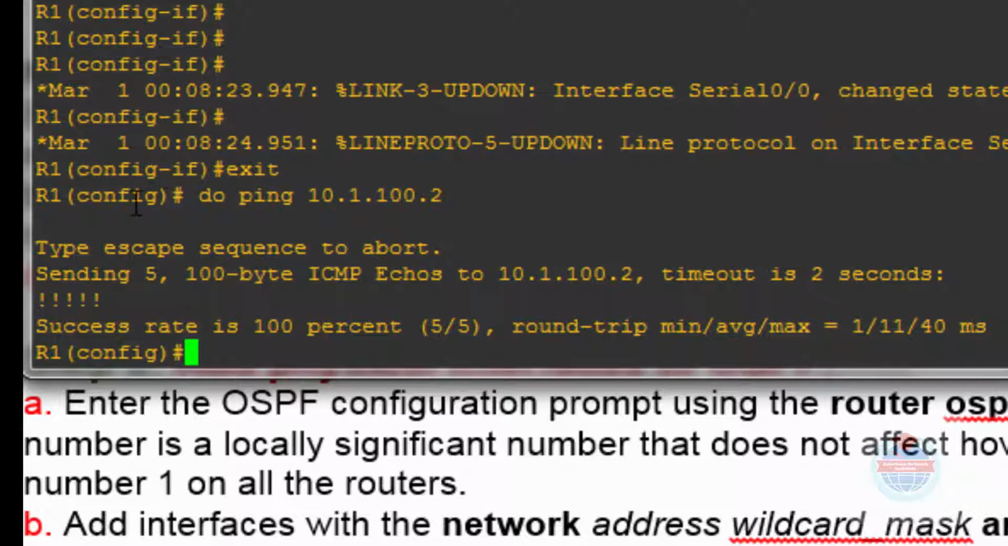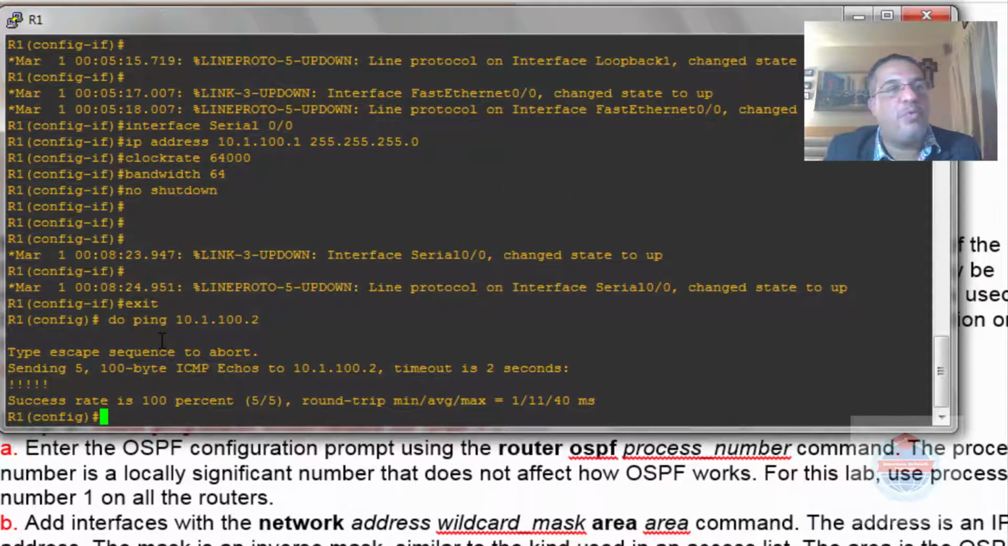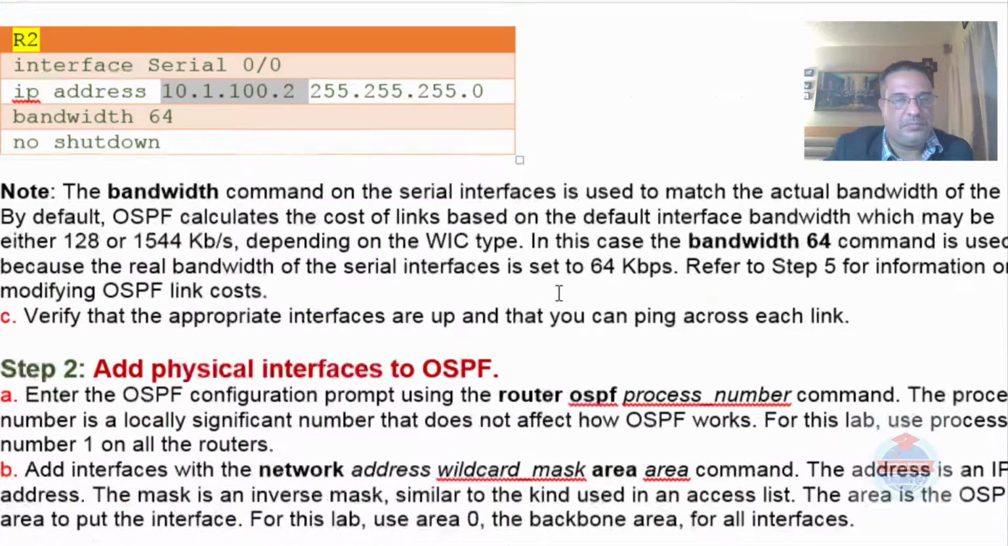Remember that before you do that, I put do ping, so it means that it's one level down. I think it wouldn't be in privilege mode. So let's do this. I know that it's gonna be the same thing on R3, so I don't want to waste your time. So far, everything is successful. Great, guys.